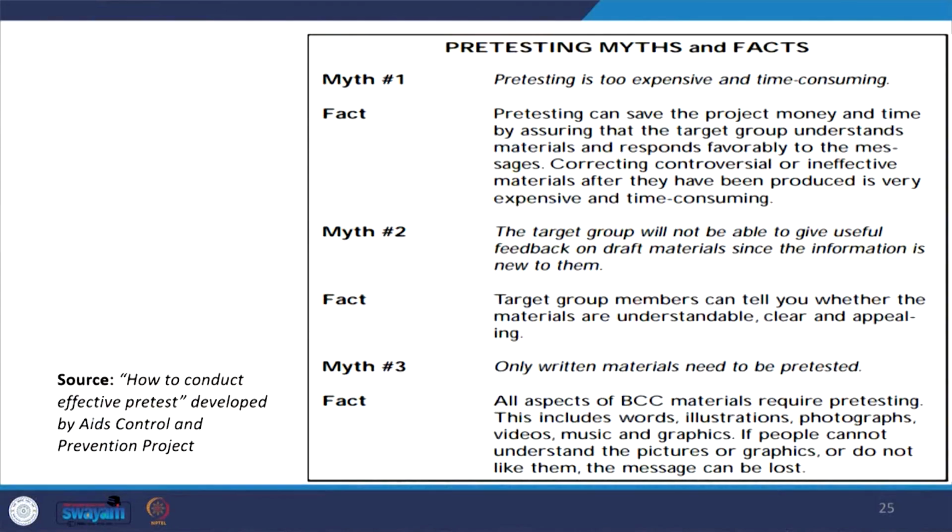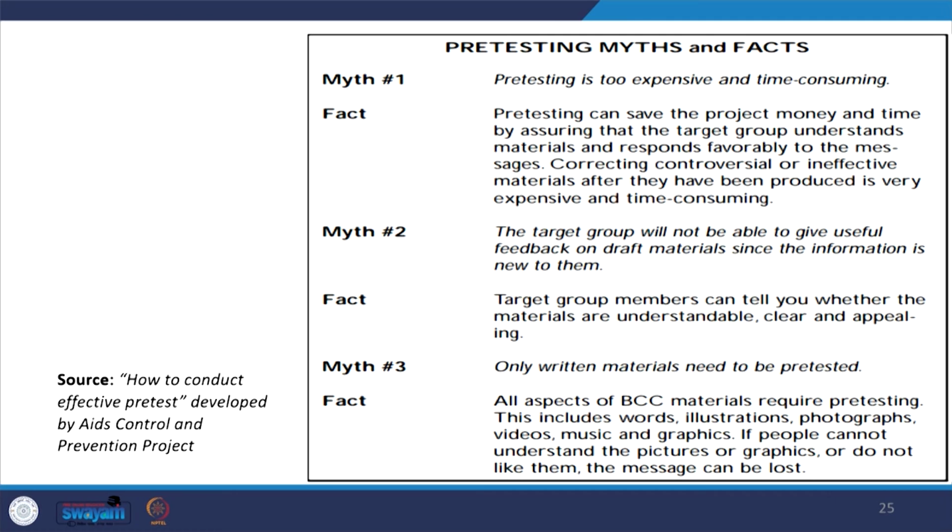So, on the final page we want to guide you on certain myths and facts about pre-testing. Myth number one is that pre-testing is too expensive and time consuming. It's a myth. The fact is that it can save the project time and money, and assures that the target group understands the material correctly, and controversial and ineffective materials can also be sorted out in the pre-testing stage.